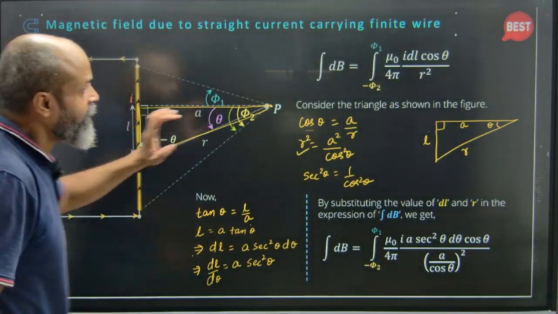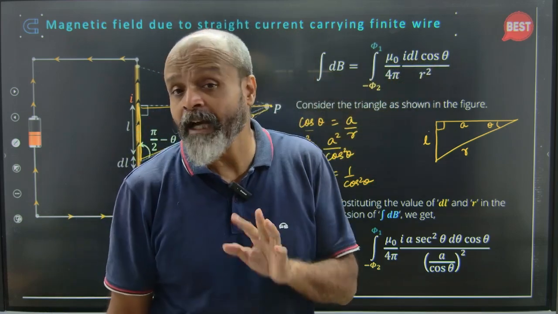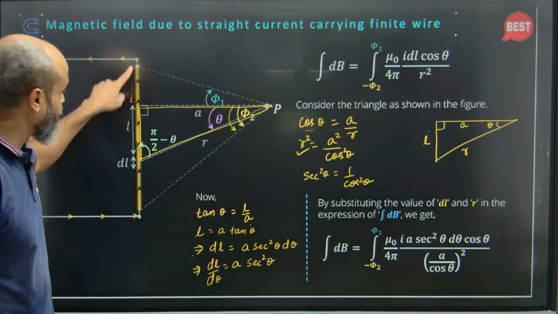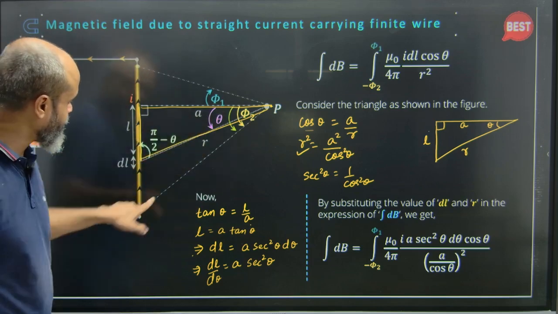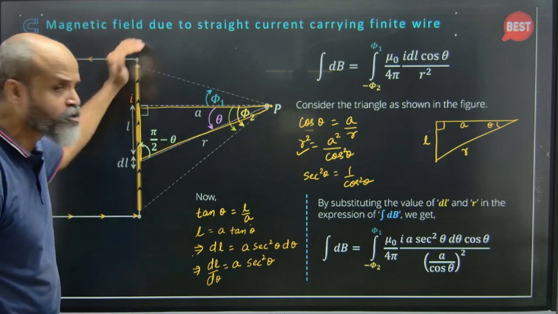All these three are different. dl is different, cos theta is different, and r square is different. But we have to integrate them because they are not constants. They are changing. dl is changing from here to here. The value of theta is changing from here to here. And the value of r, which is the position vector, is also changing from here to here.